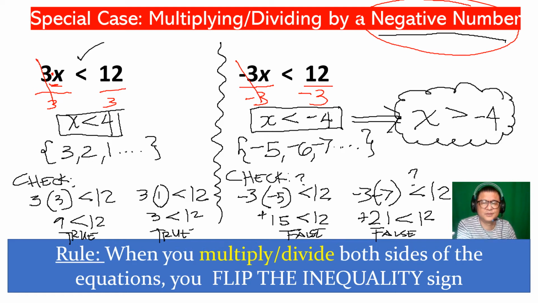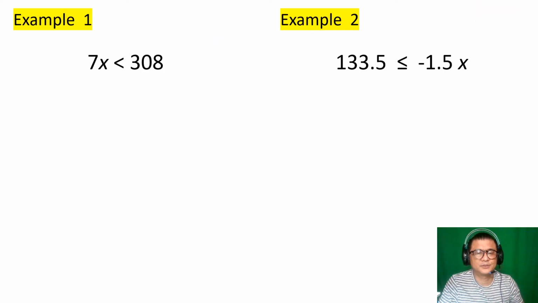All right. So let's summarize that. Every time you multiply or divide by a negative number, see that negative number, you do the work, but at the end, you will have to flip the sign. The less than becomes greater than, and the greater than becomes less than. Flip. All right? So remember that.